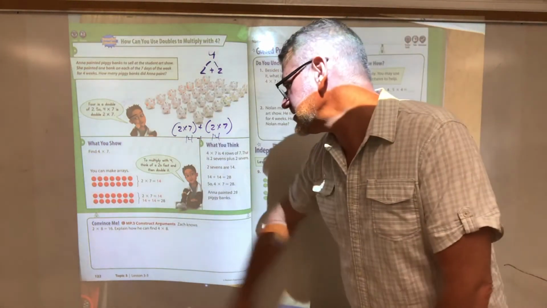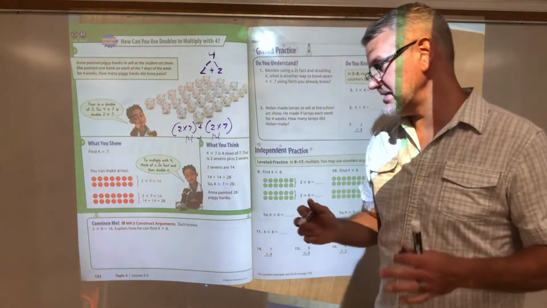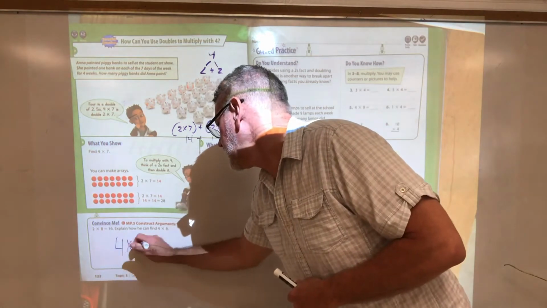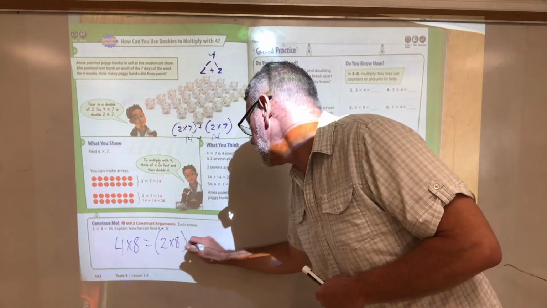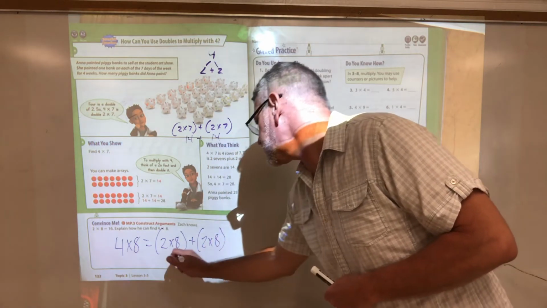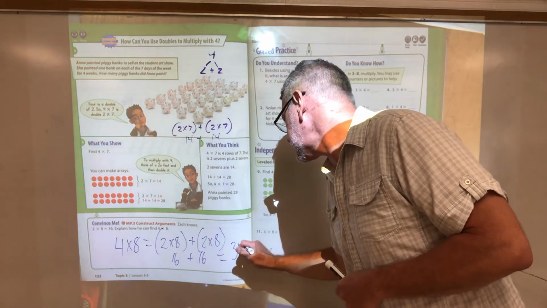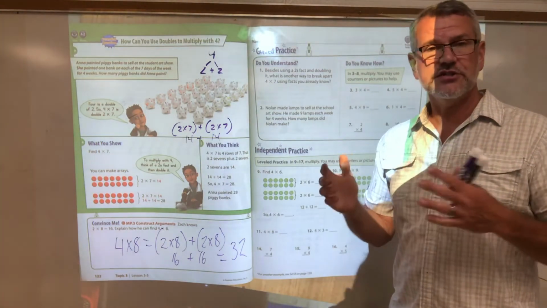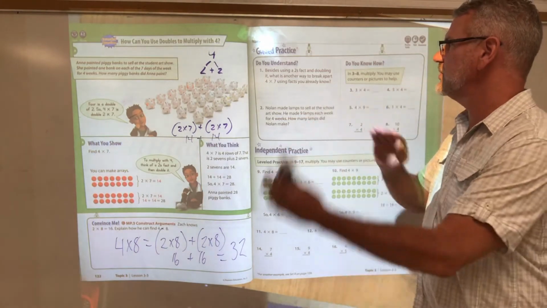It says Zach knows that 2 times 8 is 16. Explain how he can figure out 4 times 8. Well, 4 times 8 is equal to 2 times 8 plus another 2 times 8, which would be 16 plus 16, and that's going to give you 32. All right, so using distributive property to break apart a 4 to help you get a 2 and a 2.